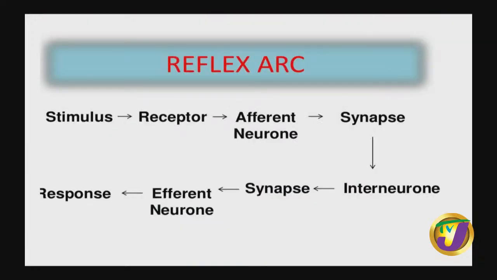So this is a more simple flow diagram to show you what is happening. Stimulus picked up by the receptor, passed on to the sensory neuron, which passes on to the interneuron within the central nervous system, and then it goes to the motor neuron, which goes to the response, which can be the muscles in my hand.